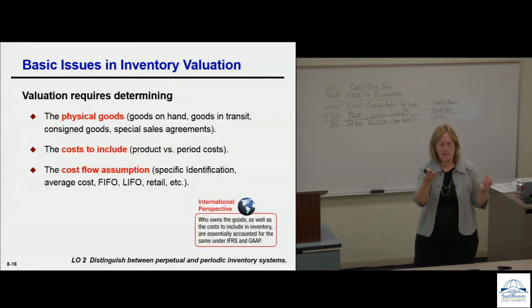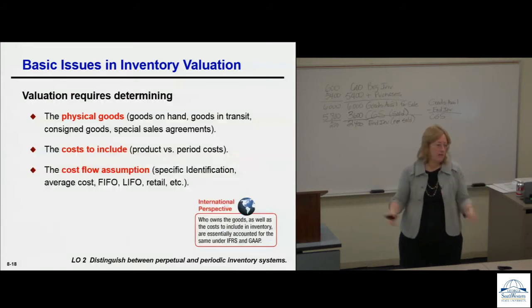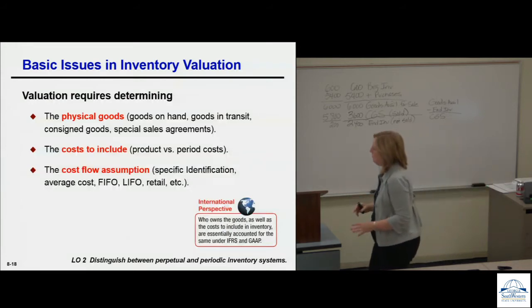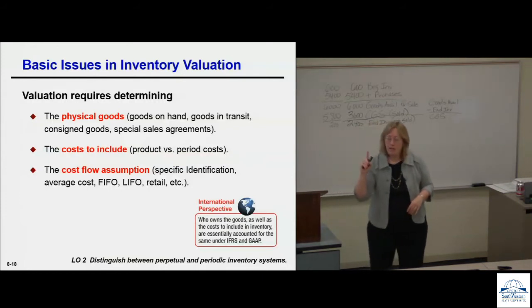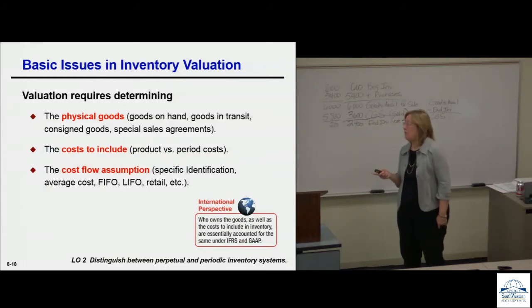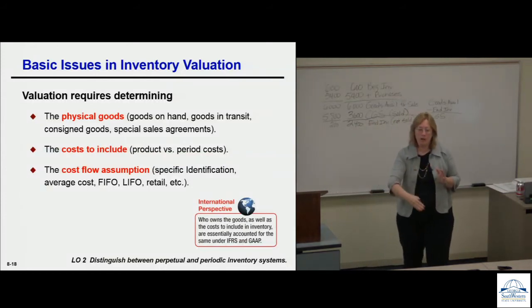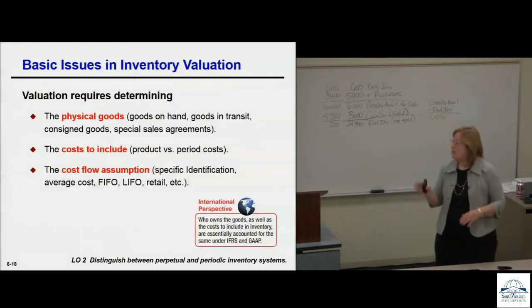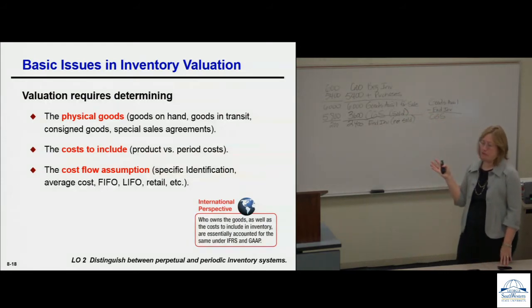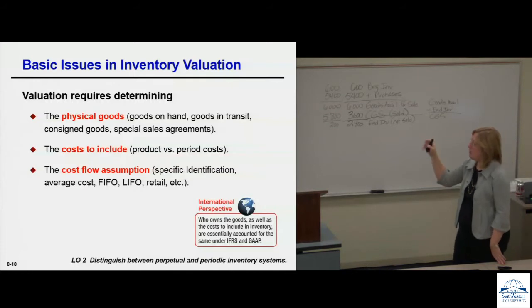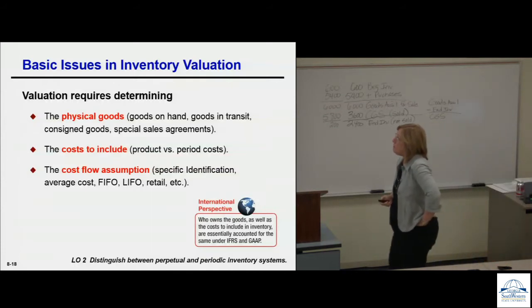Yeah, but there's some other things we have to consider. And then what costs are included in inventory and what cost flow assumption to use. So like I said, we're not really getting into that cost flow assumption part today. We're doing those top 2. Okay, so now we are wondering, is it our inventory?